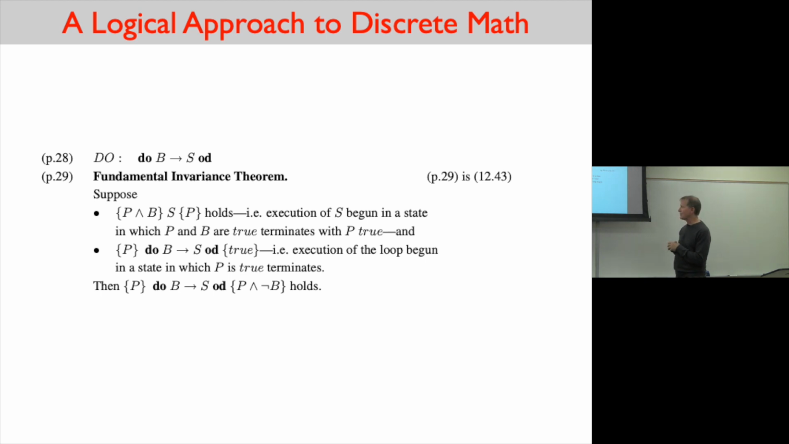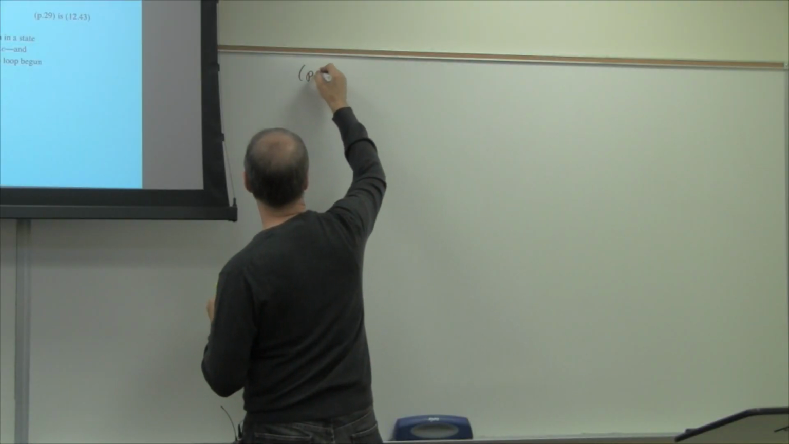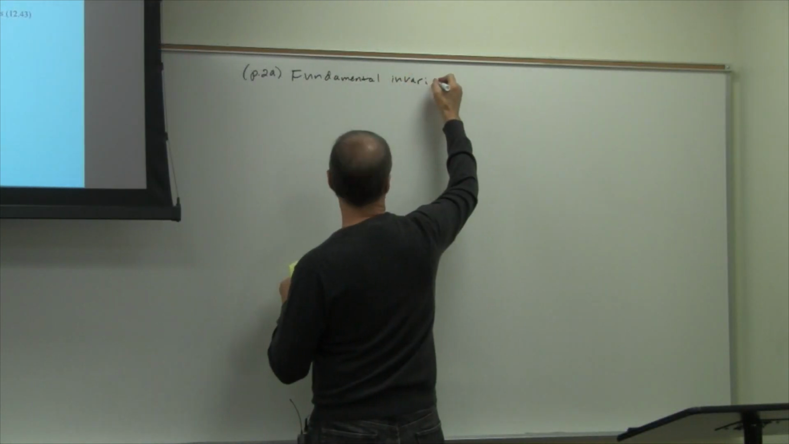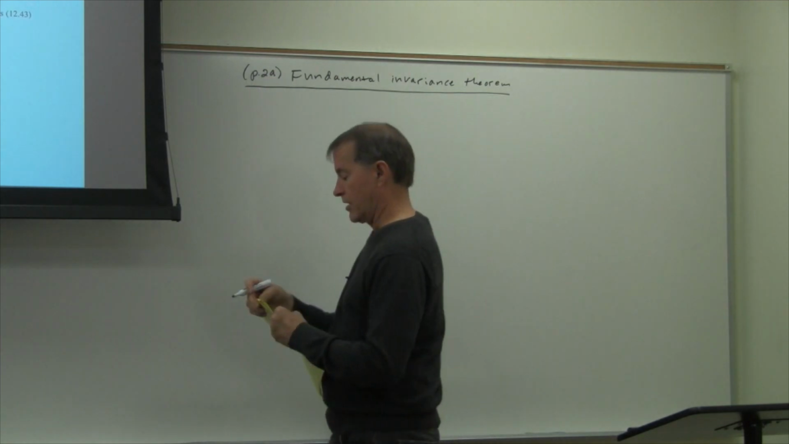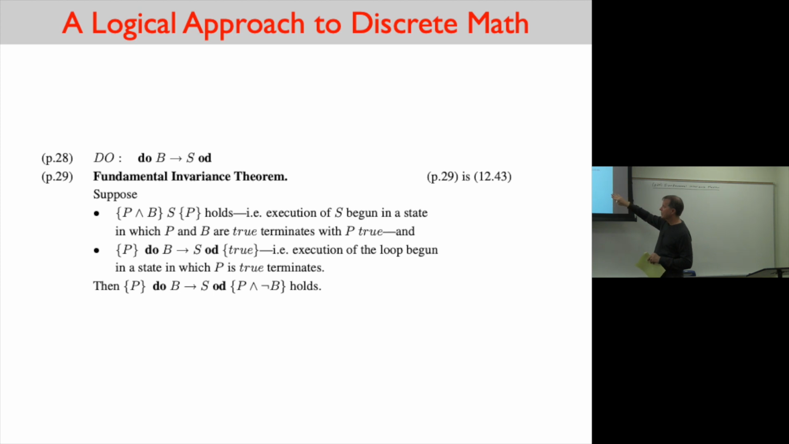Now what in the world is going on here? What is this fundamental invariance theorem telling us? So this is B point 29, fundamental invariance theorem. Well, look, there are 2 bullet points here. Do you see that the first bullet point is telling us what happens with the statement itself? In other words, without the do and the OD.